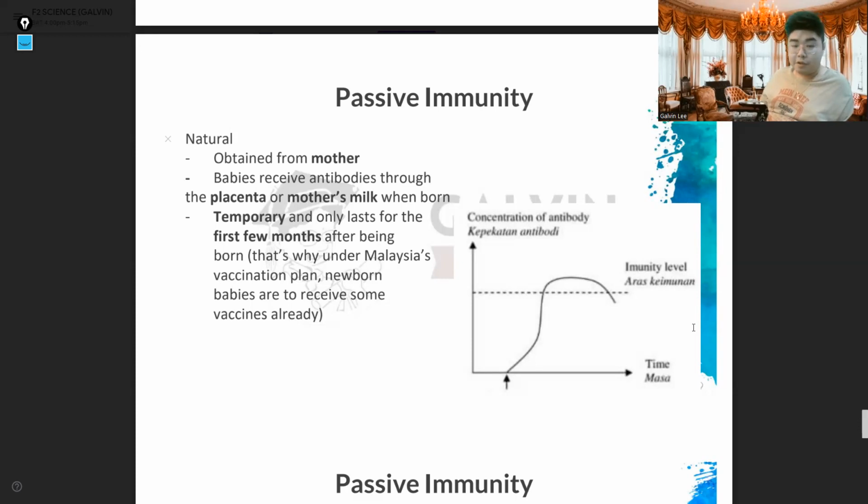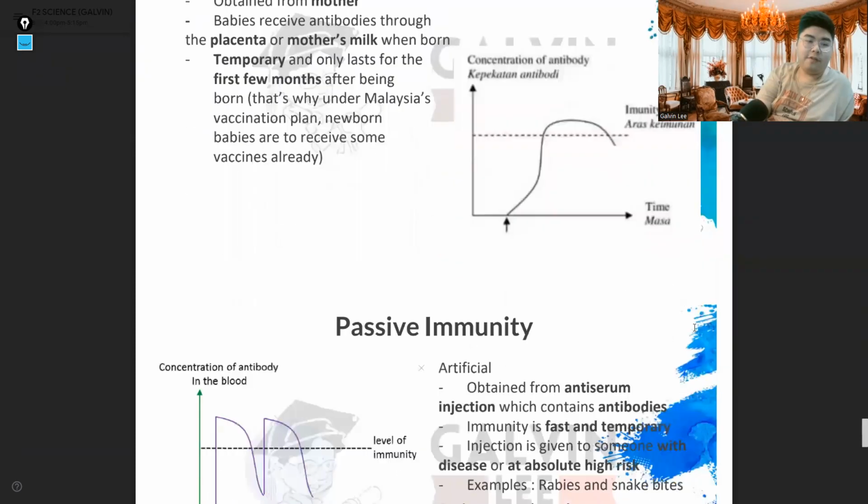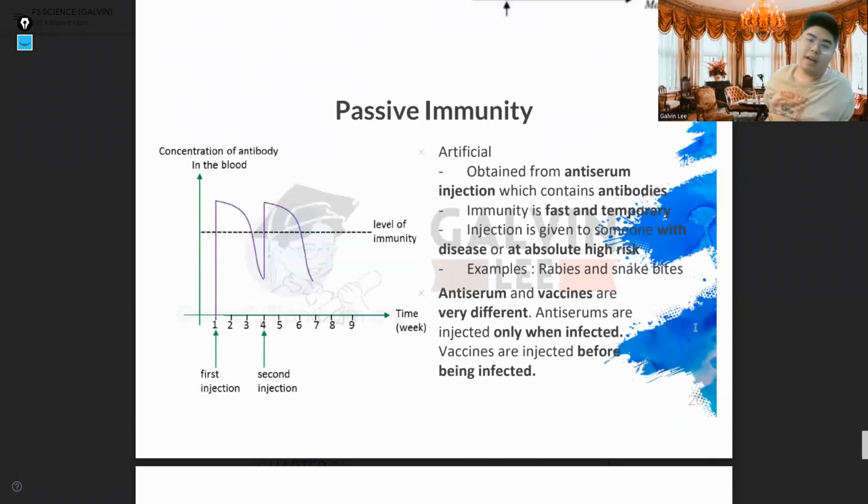This is passive natural. Now, if you go to the next one, passive artificial, which is also the last one. This one has a lot of things to discuss, especially this subtopic, active artificial vaccine and passive artificial anti-serum. Lots of things to compare and contrast. A lot of questions can be asked, similarities and differences. You're going to pay real good attention to these two types of immunity.